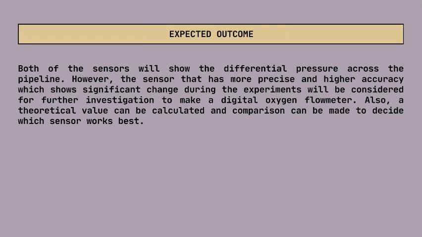Our expected outcome for this experiment is that both sensors will show differential pressure across the pipe length. However, the sensor that is more precise and accurate, showing significant change during the experiments, will be considered for further investigation to make a digital oxygen flow meter. Also, a theoretical value can be calculated and a comparison can be made to decide which sensor works best.